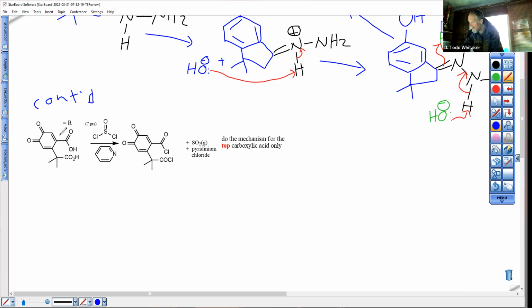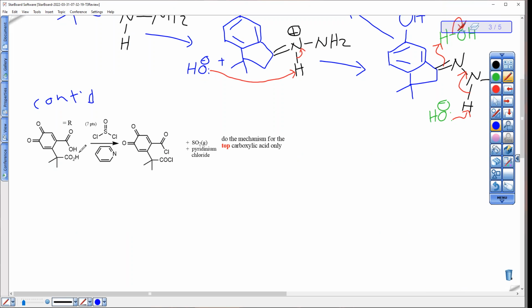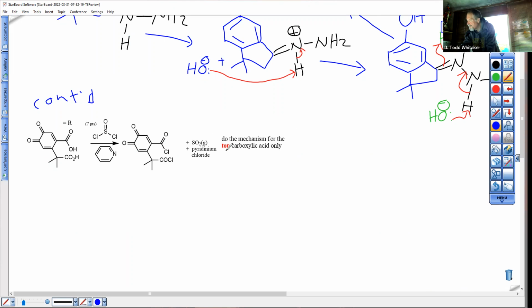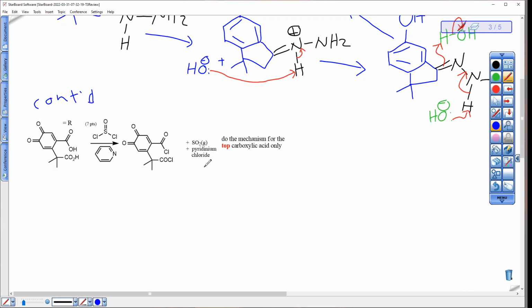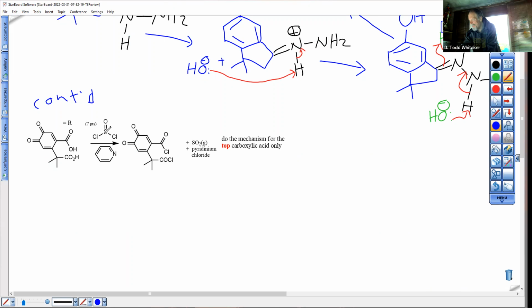We've got this molecule, or I drew it. I want to do the mechanism for the top carboxylic acid only. All right, so we've got thionyl chloride and pyridine. Some review reactions get reviewed a lot. And don't do the bottom carboxylic acid. Yeah, they're both going to happen, and I don't want you doing it twice.